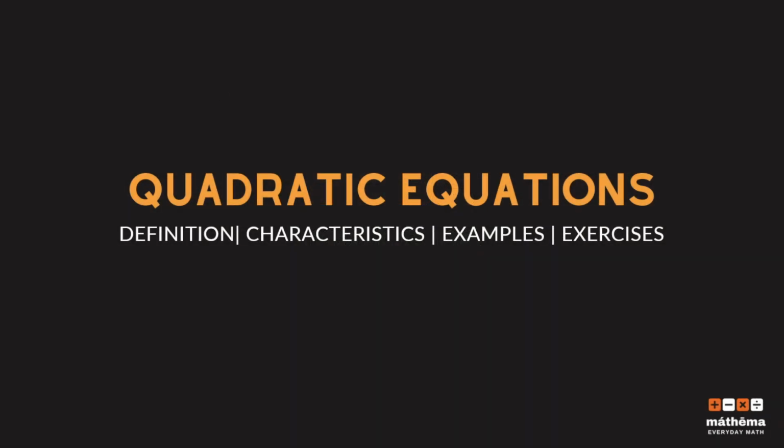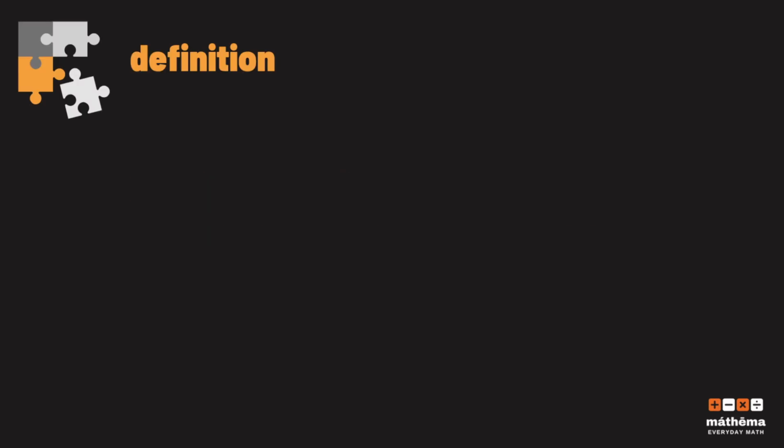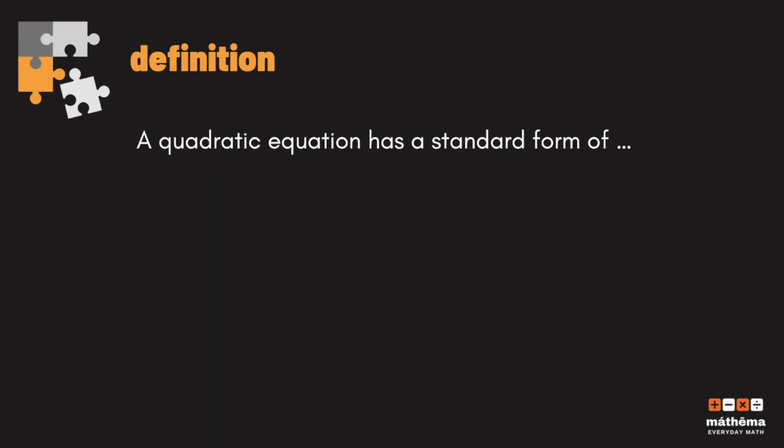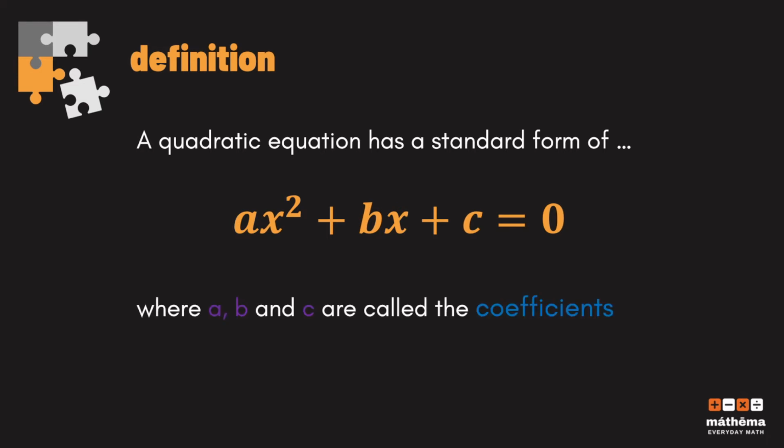This day we'll be talking about quadratic equations, its definition, characteristics, we'll have some examples, and of course some exercises. To start with, what is a quadratic equation? So a quadratic equation has a standard form of ax squared plus bx plus c is equal to 0, where a, b, and c are called the coefficients.